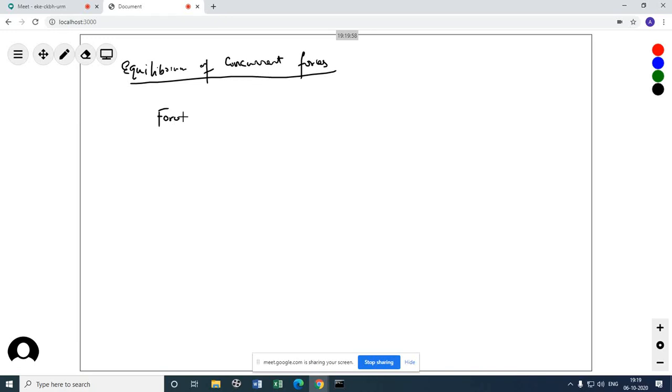So forces acting at the same point simultaneously is called concurrent forces. Concurrent forces. Okay?